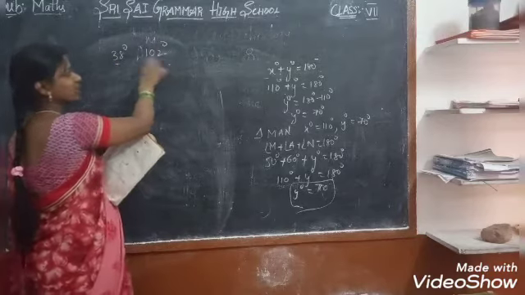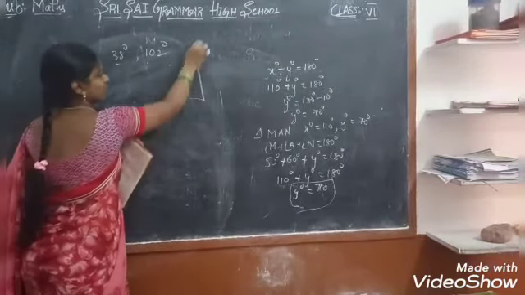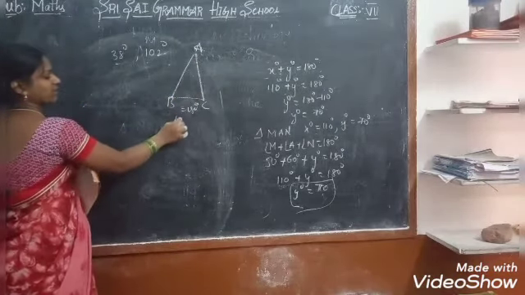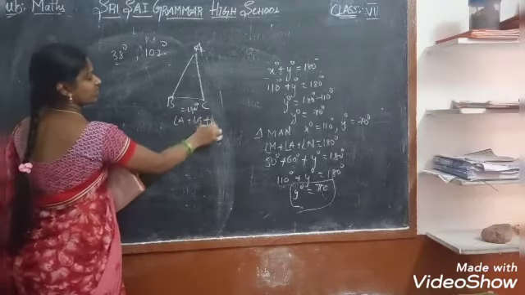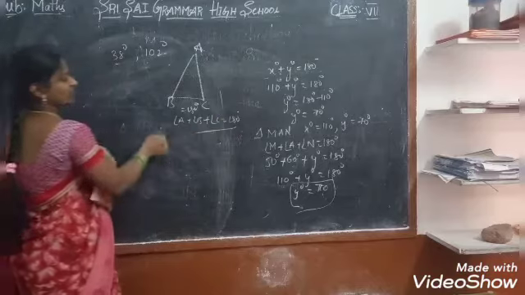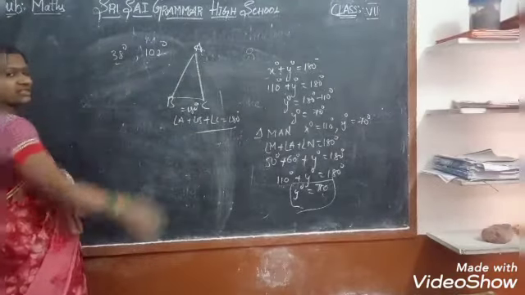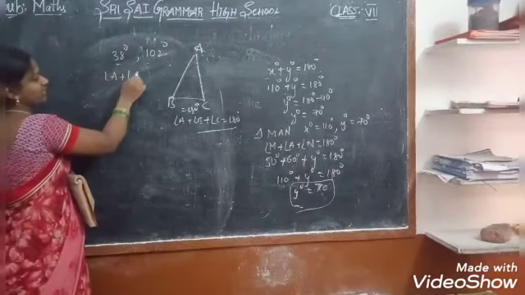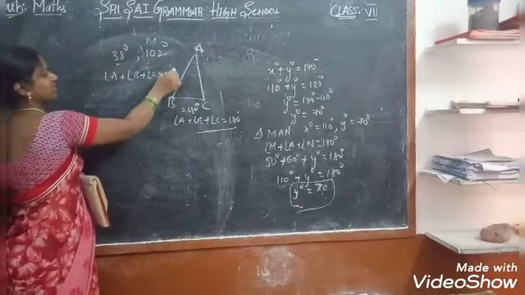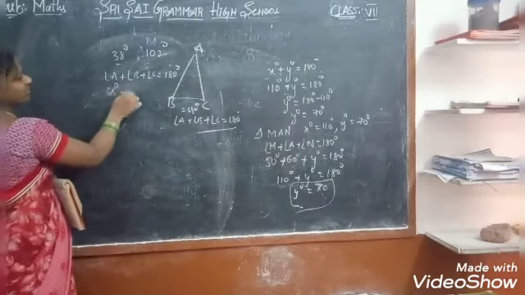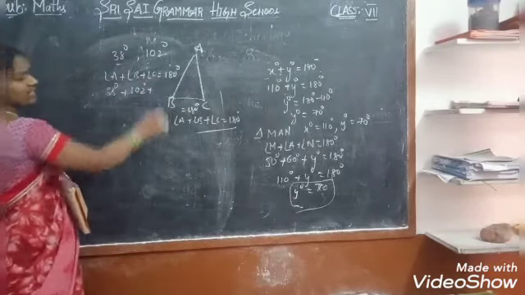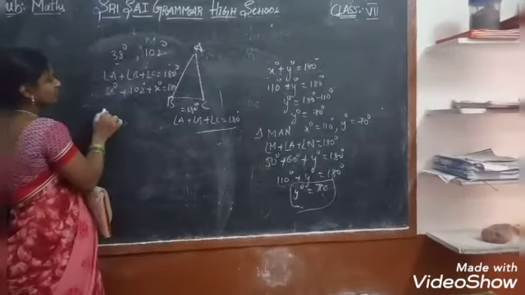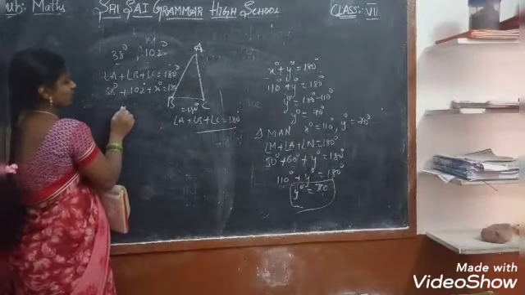From these two angles given in triangle ABC, the sum of the angles is equal to 180 degrees. Angle A plus angle B plus angle C equals 180 degrees. Angle A is 38 degrees, angle B is 102 degrees, and let angle C be x degrees. So 38 plus 102 is 140.